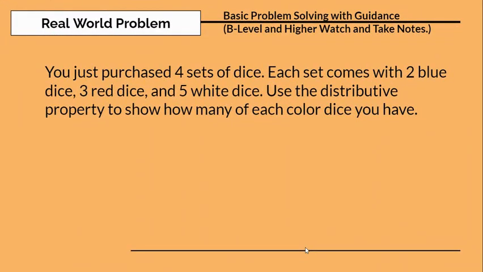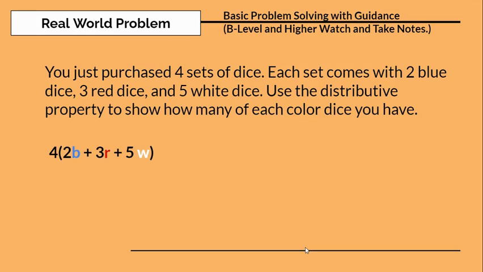Okay, now we're going to take it to a real world situation. You just purchased 4 sets of dice. Each set comes with 2 blue dice, 3 red dice, and 5 white dice. We're going to use the distributive property to show how many of each color dice you have. Your mind might be already multiplying these together.